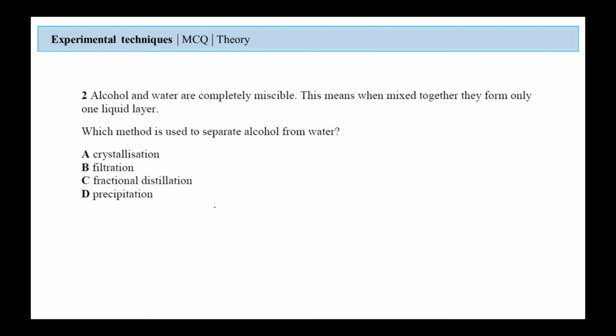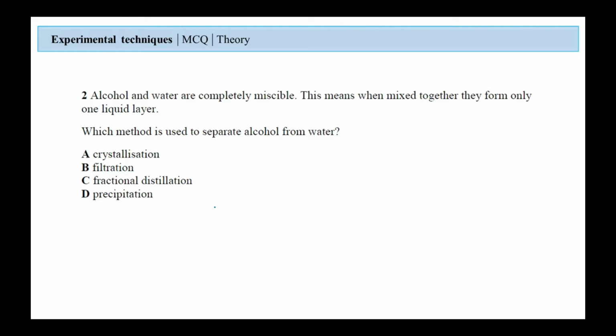The second question, we have that alcohol and water are completely miscible. This means when mixed together they form only one liquid layer. Question here, which method is used to separate alcohol from water? Is it crystallization, filtration, fractional distillation, or precipitation?